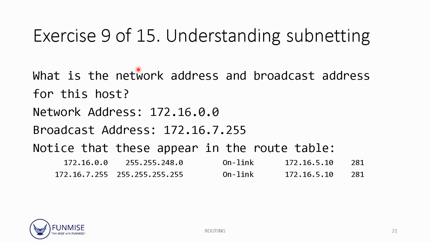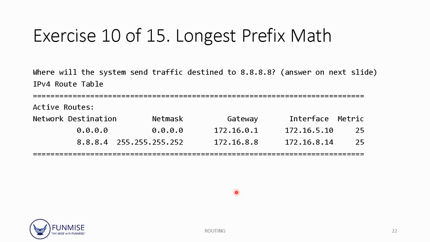Well, in this case, the network address is 172.16.0.0, and the broadcast address is 172.16.7.255. And funny enough, you will notice these both will appear in the route table. Interestingly enough, these will both appear in the route table on a Windows host. Nice, huh? Now, where will the system send traffic destined to 8.8.8.8? Answer on the next slide.